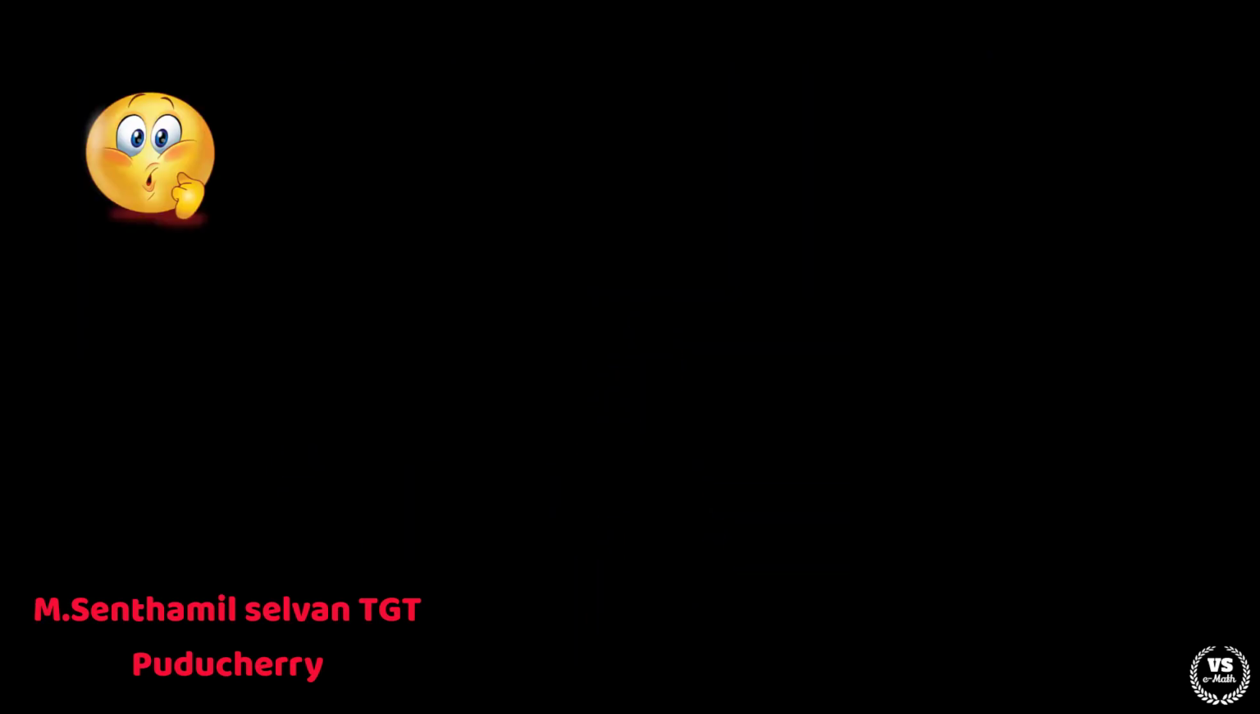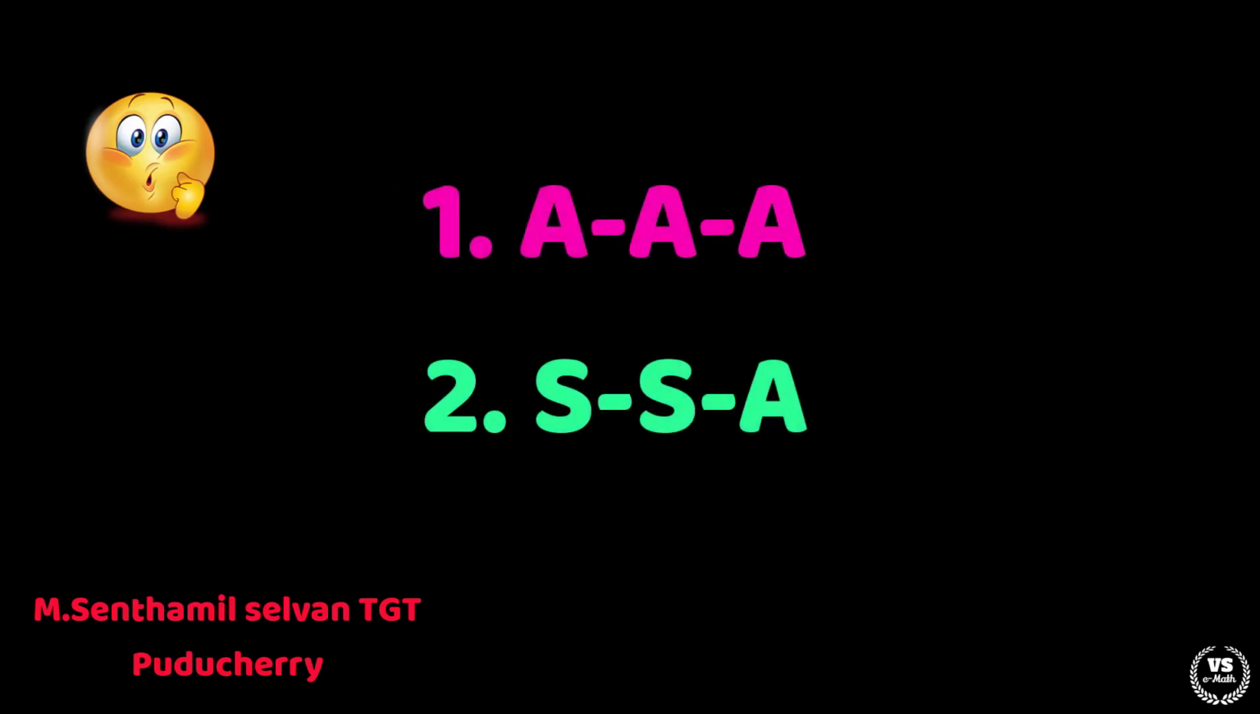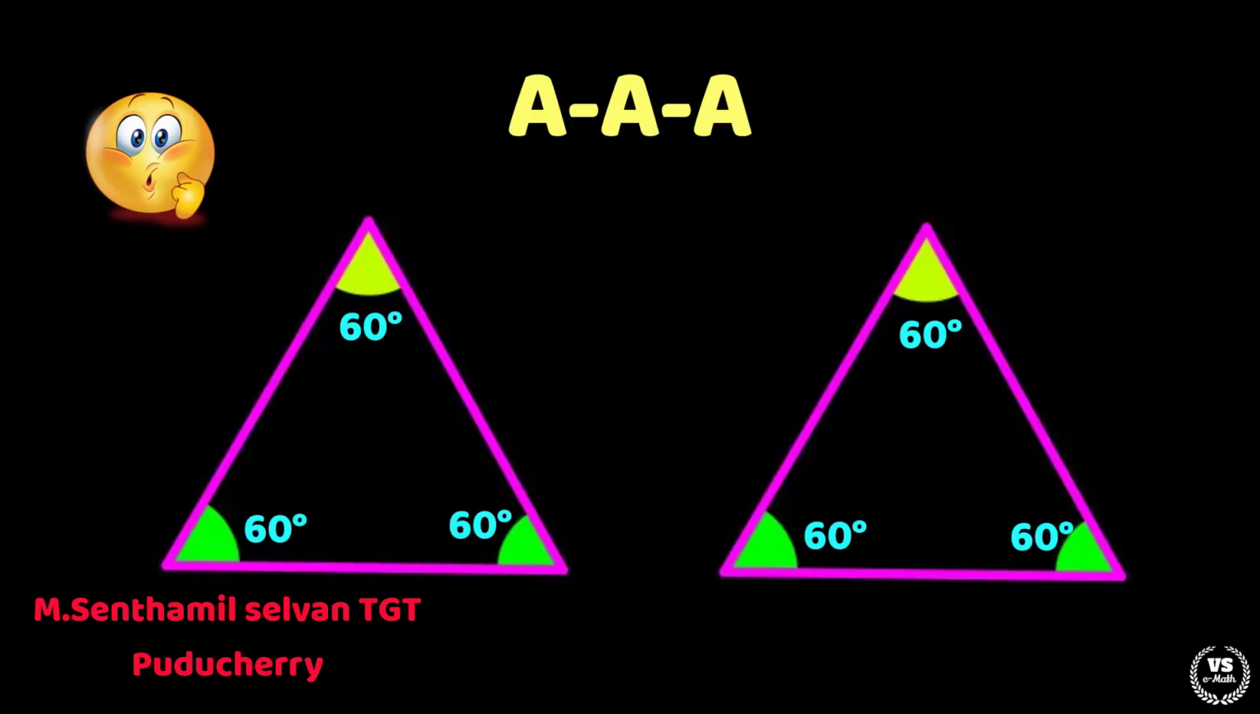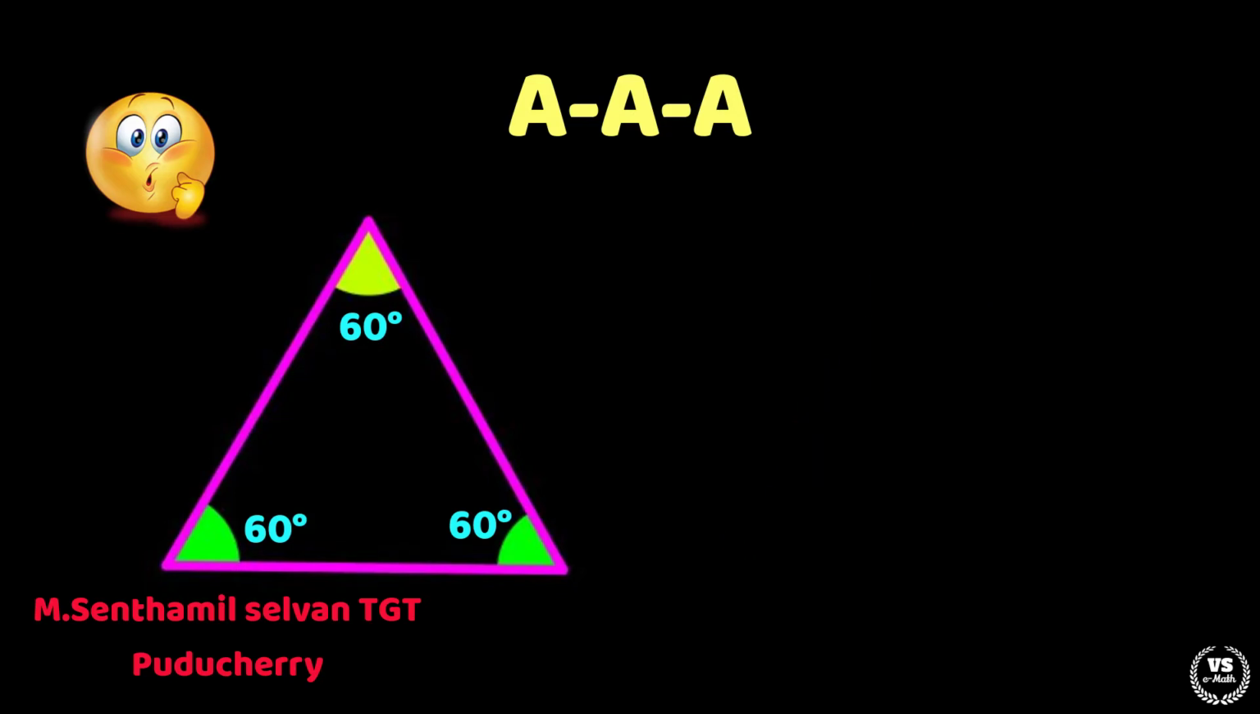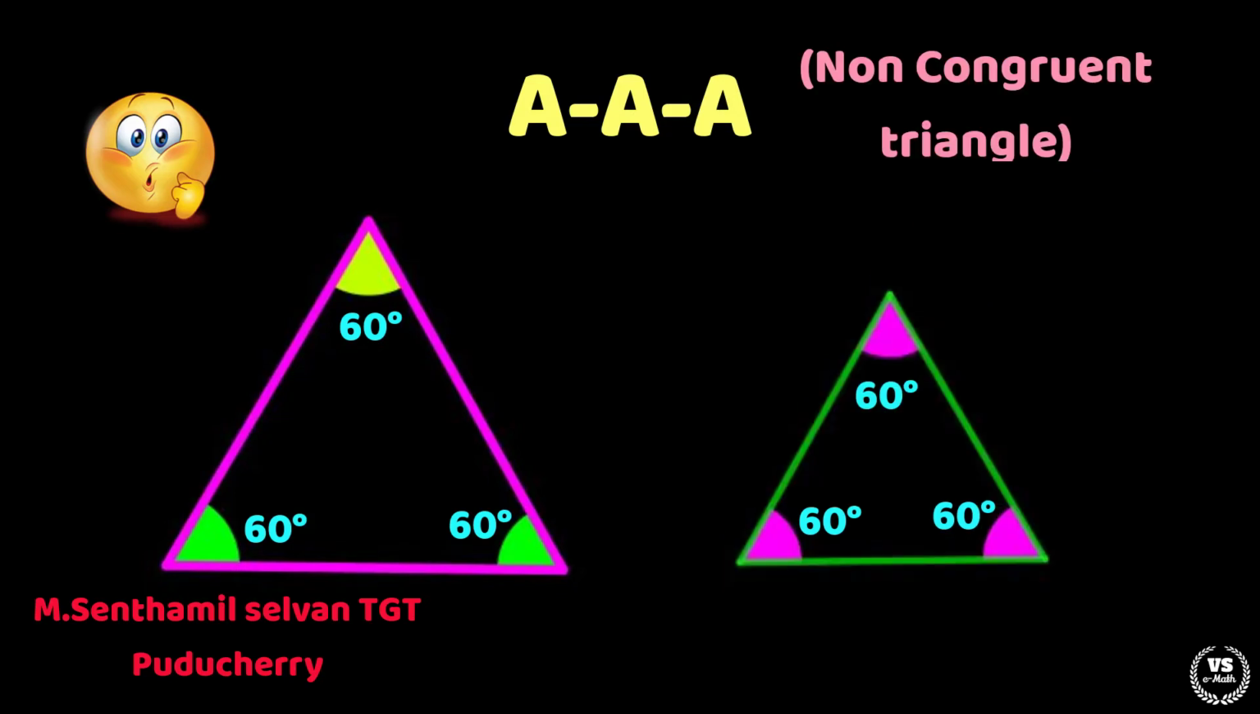You might ask a question, what about these criteria? These parts alone are not sufficient to prove congruence, because we can draw congruent as well as non-congruent triangles using the same criteria. For example, look at these figures. In both the triangles, all the angles are equal. But are they congruent? No. So, these criteria alone are not sufficient to prove congruence.